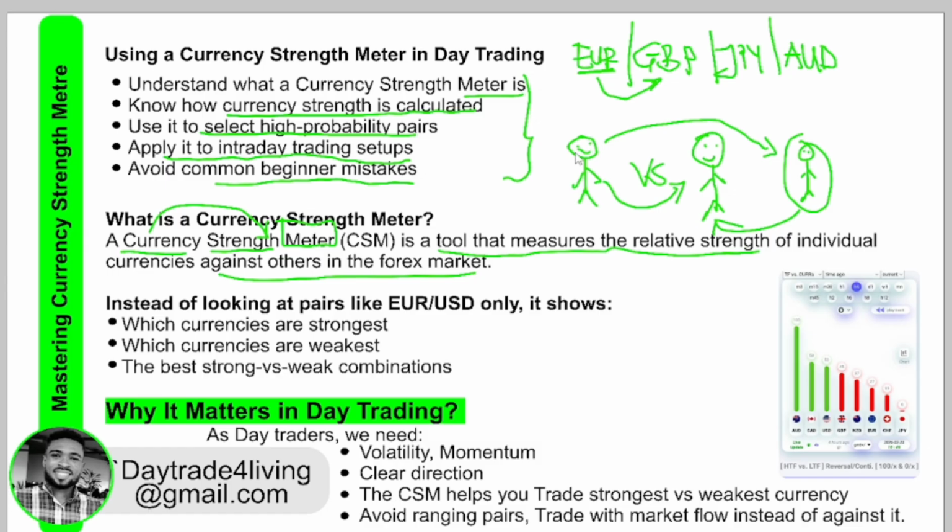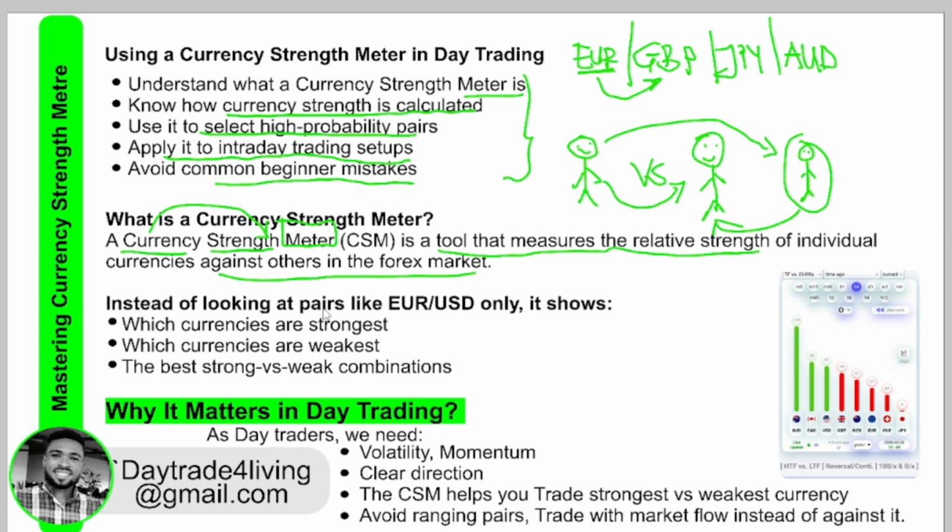As I explained first, let's say for instance, this is the euro. For us to know that the euro is strong, you have to compare it with another currency, for us to tell that the euro is strong or weak. So for us to determine whether a currency is weak or strong before we trade, we have to use the currency strength meter.